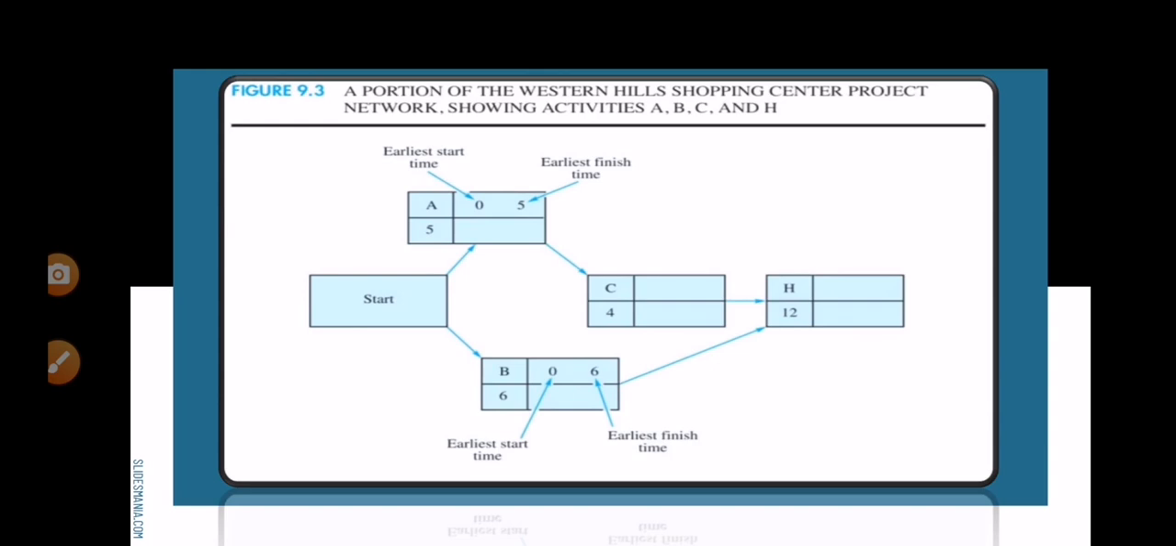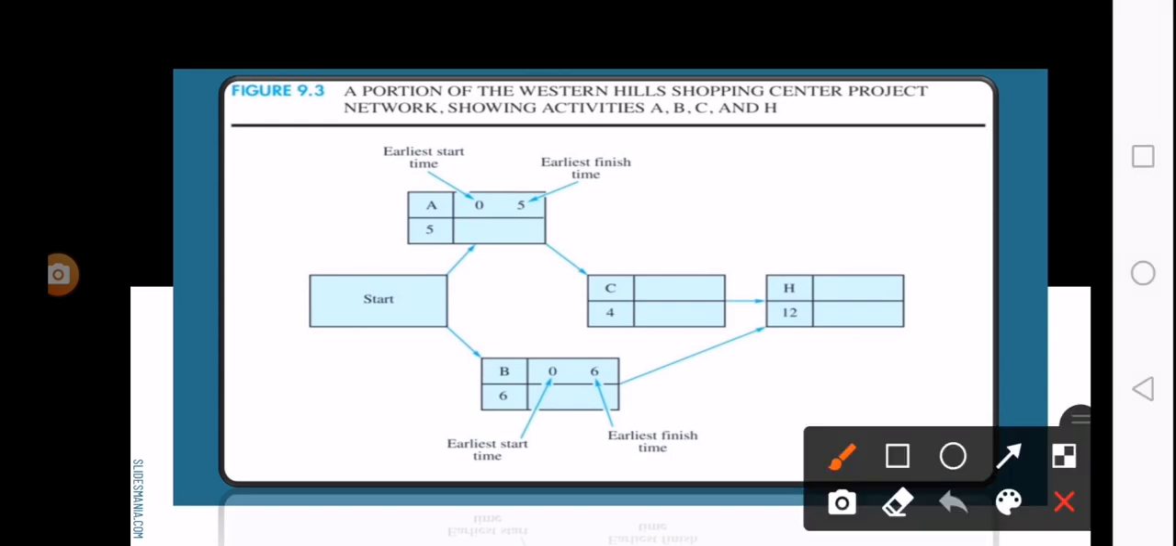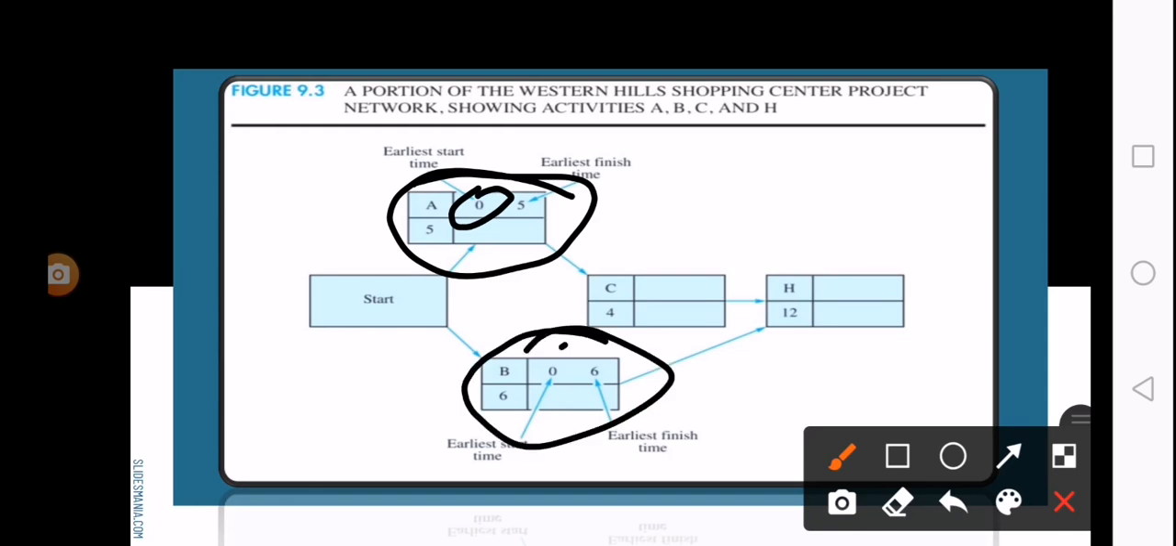For example, in A, its earliest start time is 0. Why? Because A can start immediately, since it doesn't follow any other activity, as well as B. Zero is their earliest start time, the earliest that an activity can start. Then their earliest finish time is 5, because the formula is earliest start time plus activity time. The activity time of A is 5 and for B it is 6. Therefore their earliest finish times are 5 and 6.